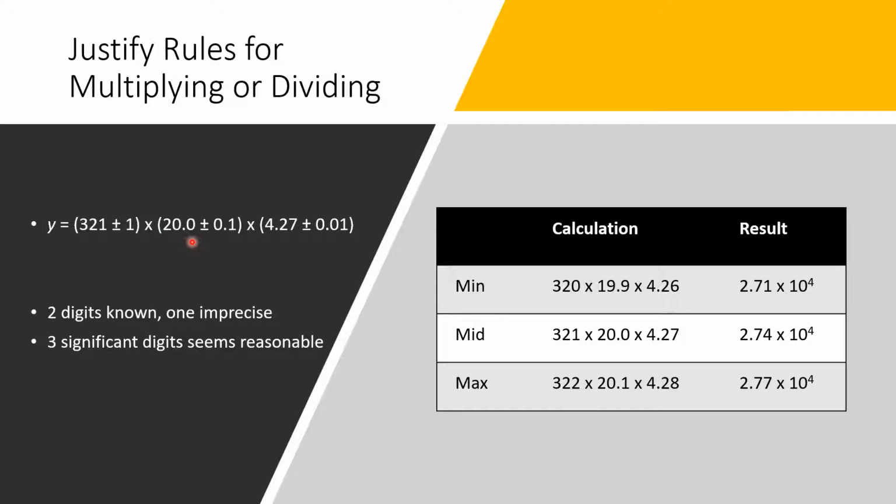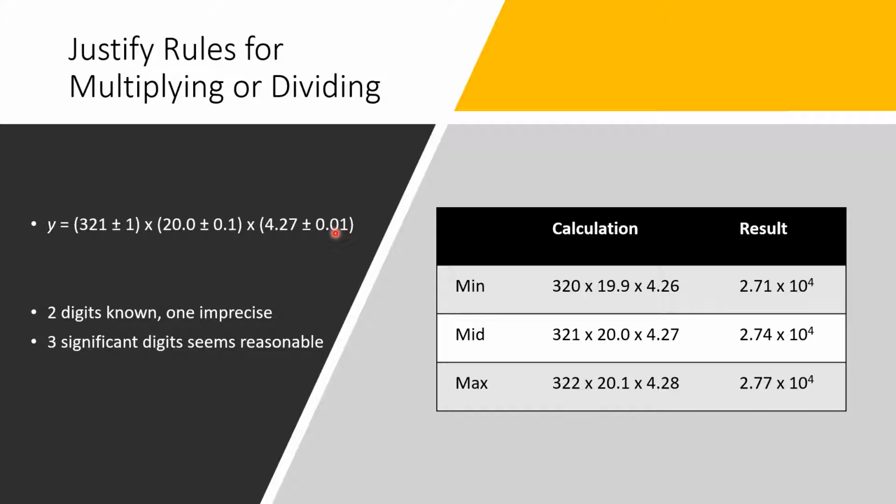We have 20.0 plus or minus 0.1, and 4.27 plus or minus 0.01. So you see in this instance, we have 3 numbers, each of which has 3 significant digits, or significant figures. However, the confidence interval varies from 1 to 0.1 to 0.01.